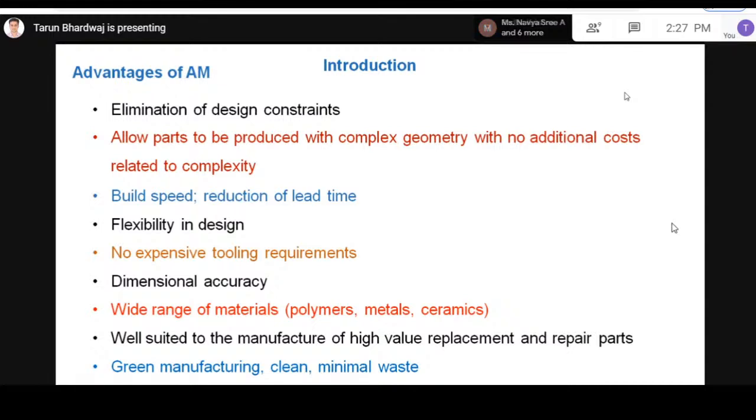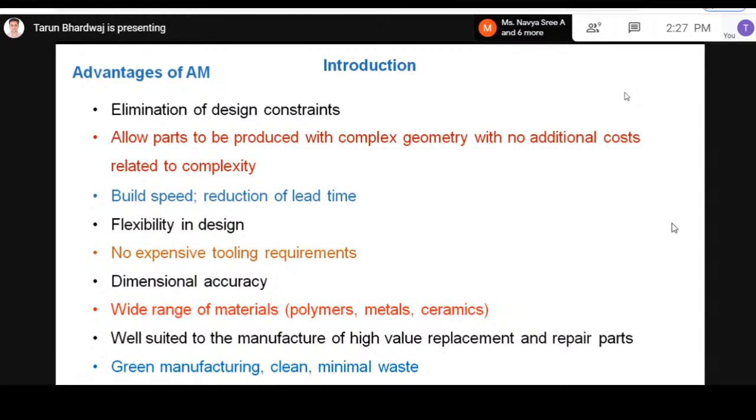And if you go for flexibility in design, you are so much more flexible with your design. You can change your design in between also. If you are making some product and you want to change that particular design in between, you can change it just by changing the CNC coding. So there is no expensive tooling required. Dimensional accuracy is very high, and you can use a wide range of materials, meaning polymers, metals, ceramics, and alloys. You can mix up metallic alloys, and nowadays you can also make composites with these additive manufacturing processes, and they are well suited to the manufacture of high value replacement and repair parts.